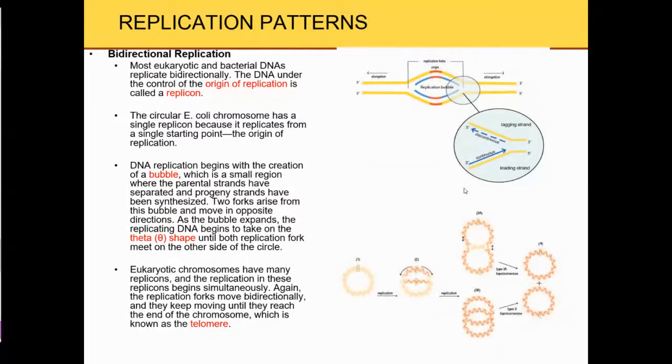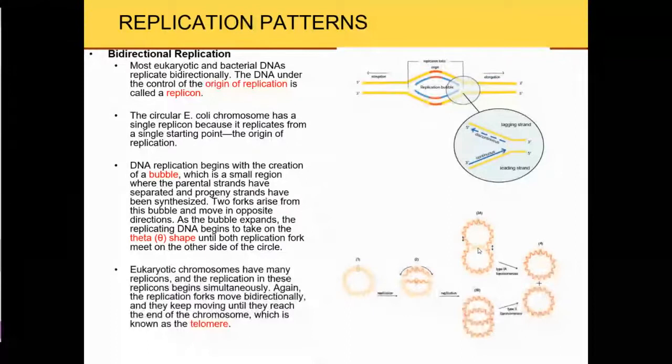And the replication pattern: as you can see here, at the origin of replication, the DNA opens up and you have two replication forks. The DNA under the control of one origin of replication we call a replicon. When they open up, we call this a replication bubble, and they move in both directions. For bacteria, they move in both directions, and midway you will see a theta pattern. Once they reach the end, there is a termination signal, and they will stop the replication and then separate. Okay, so that's for the bacteria.